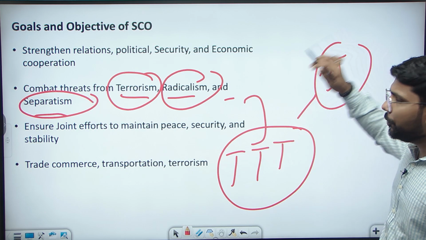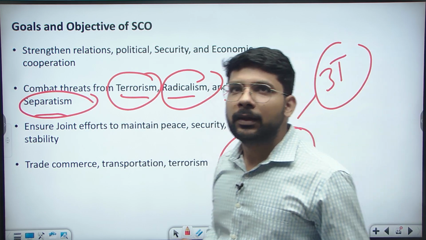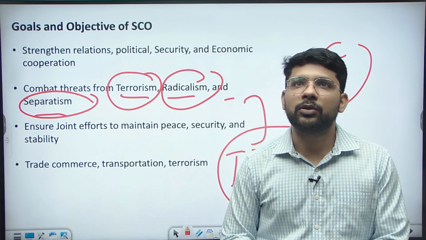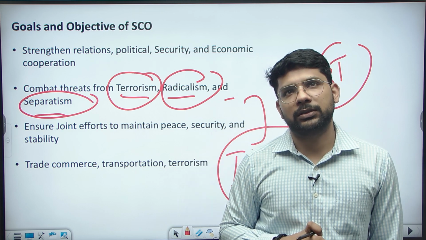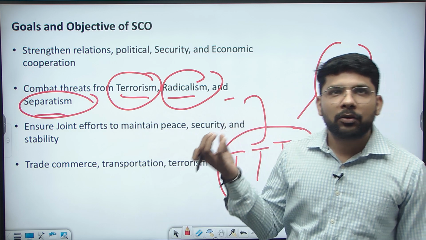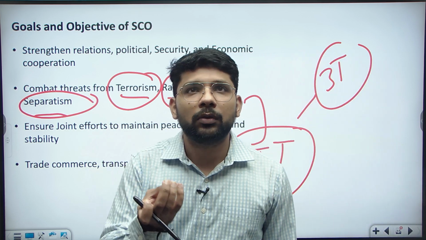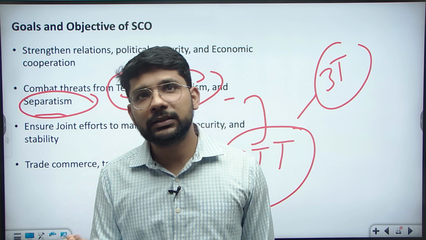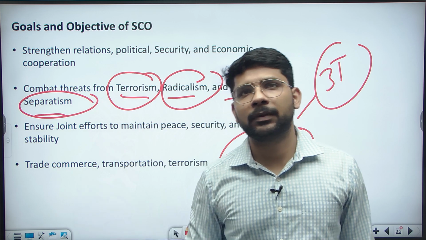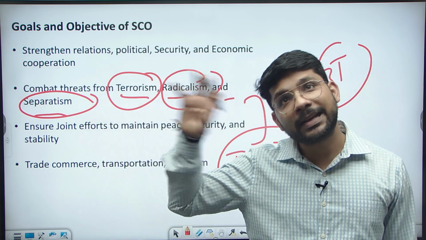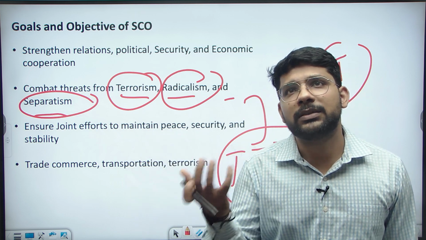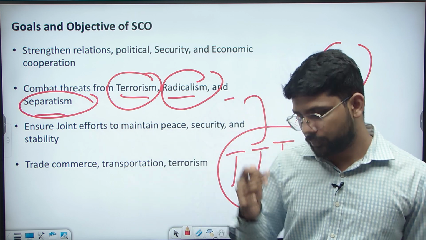This has now become a common objective for all the organizations. If you're not remembering some of the specific objectives, you can write about some of the common objectives related to the organization. So the SCO's specific objectives are political security and economic cooperation, to phase out terrorism, radicalism, and separatism, to focus on trade, and to focus on transportation, meaning connectivity, the TAPI pipelines, which we will discuss. So they are specifically focused on these objectives.